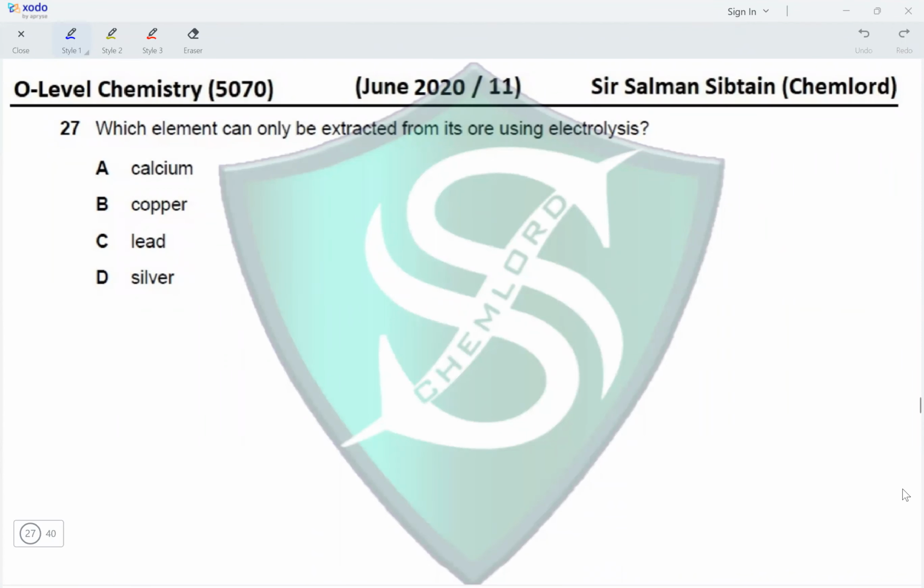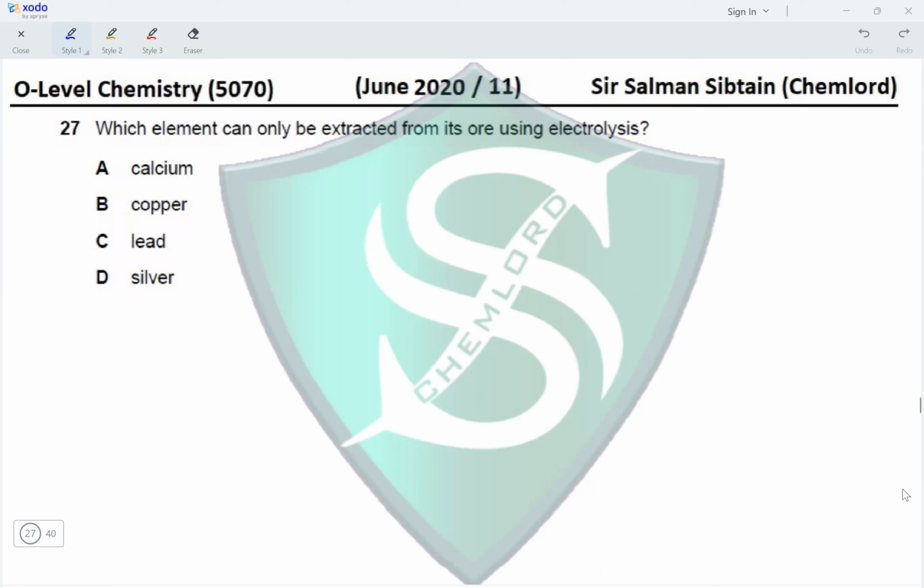Question 27. Which element can only be extracted from its ore using electrolysis? A highly reactive metal can be extracted from its ore using electrolysis, and usually the ones that are more reactive than hydrogen and in some cases iron.